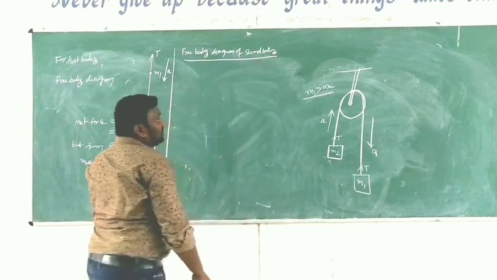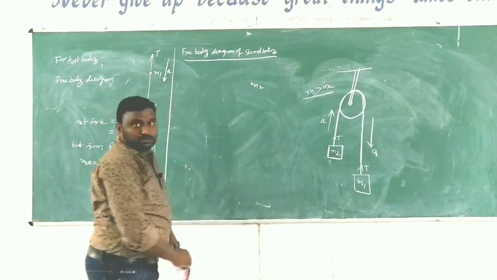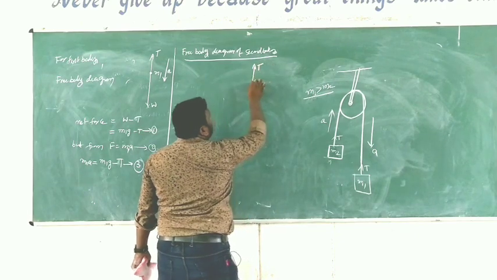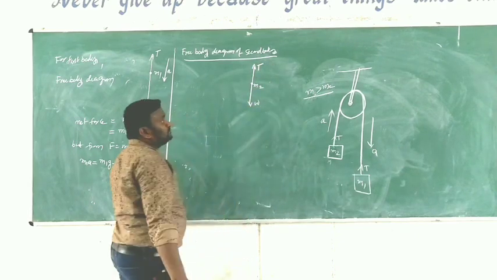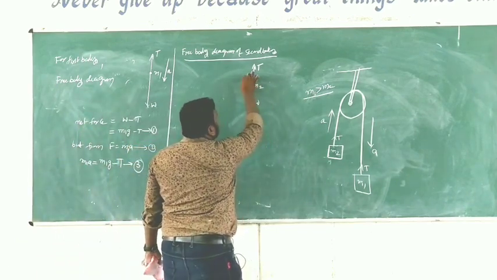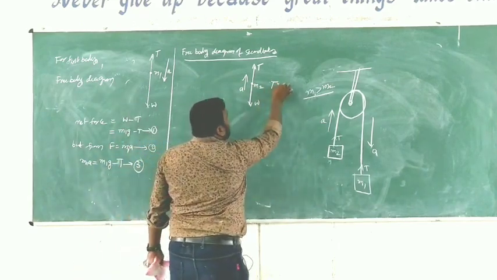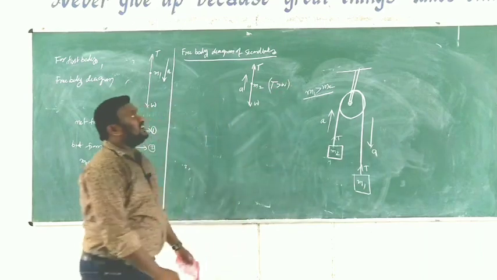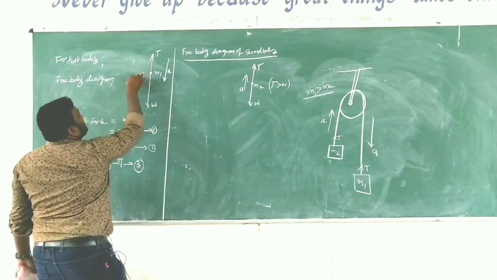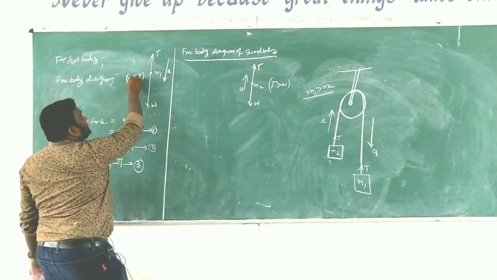Clear, children? So in this case I am showing now this is M2. Again on that, how many forces are acting? Tension is upward and weight is downward. Clear? And what is its acceleration now? It is going up. That means T is greater than W. Here W is greater than T. So in this case here W is greater than T.